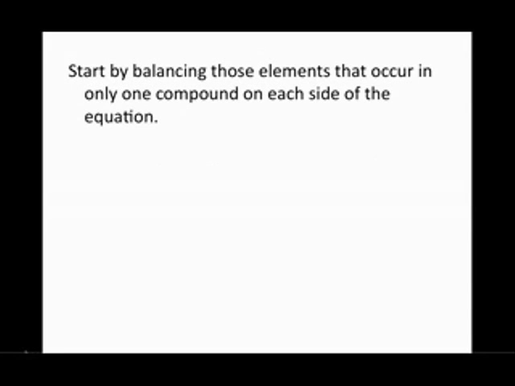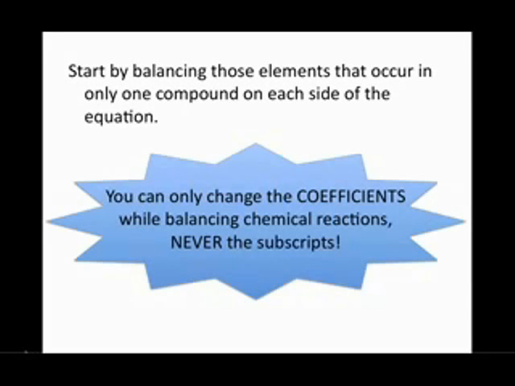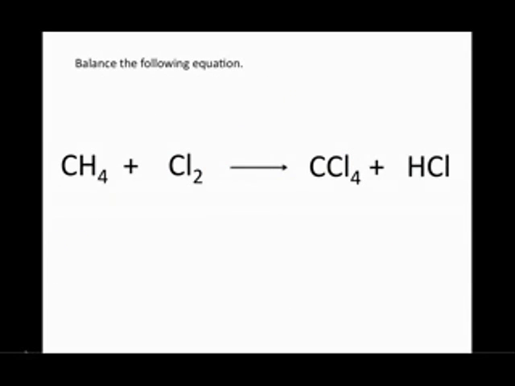We'll start out balancing chemical equations by balancing the elements that occur in only one compound on each side of the equation. Now remember, when balancing chemical equations, you can only change the coefficients in front of the reactants or products in a chemical reaction. You can never change the subscript. If you change the subscript, you're actually changing the identity of the compound. Let's take a look at an example and try balancing this equation.